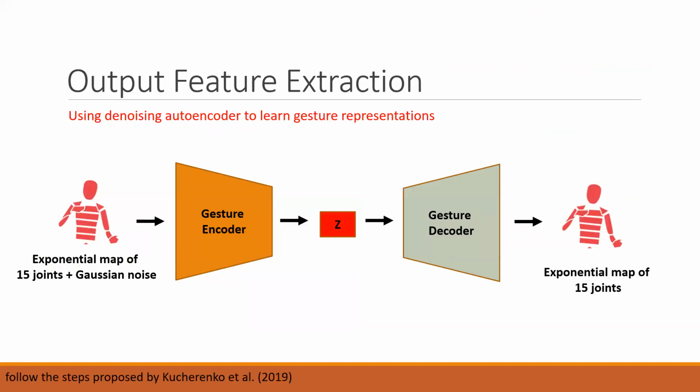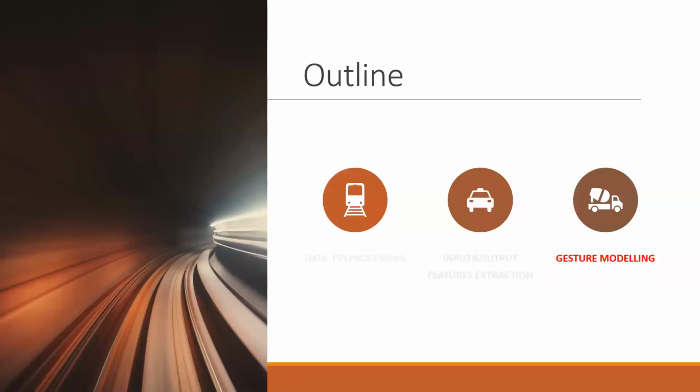Moving on to the output features. For the output features, we didn't use the raw motion gesture. We use the bottleneck features of the denoising autoencoder instead. More details can be found in Kucherenko's paper.